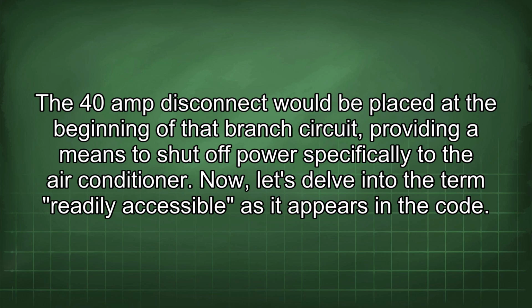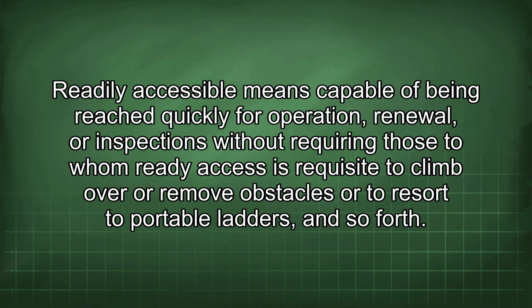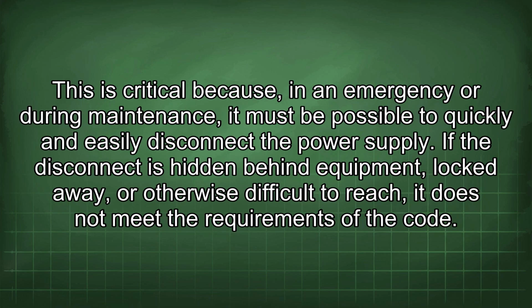Now let's delve into the term readily accessible as it appears in the code. Readily accessible means capable of being reached quickly for operation, renewal, or inspections without requiring those to whom ready access is requisite to climb over or remove obstacles or to resort to portable ladders, and so forth. This is critical because, in an emergency or during maintenance, it must be possible to quickly and easily disconnect the power supply. If the disconnect is hidden behind equipment, locked away, or otherwise difficult to reach, it does not meet the requirements of the code.